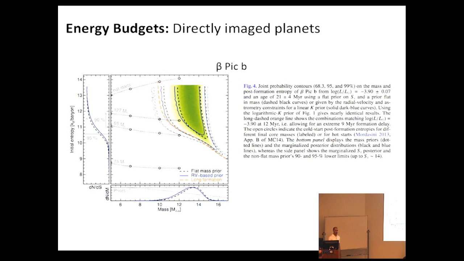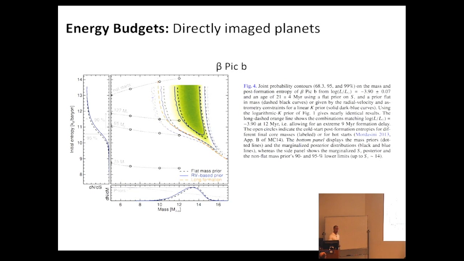Remember, these directly imaged planets are young and are still releasing significant heat of formation. And so the initial entropy of the planet plays a big role in how much heat these planets have to give out. I thought this was really interesting, trying to put confidence intervals in this sort of 2D parameter space based on the spectroscopic characterization of the planet. This is a paper from a few years ago, and I haven't seen this done since.